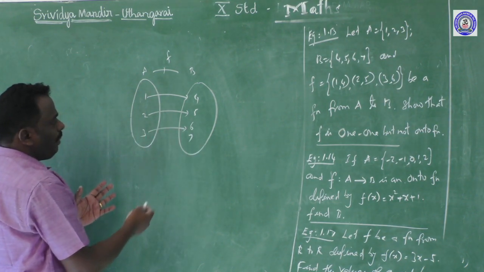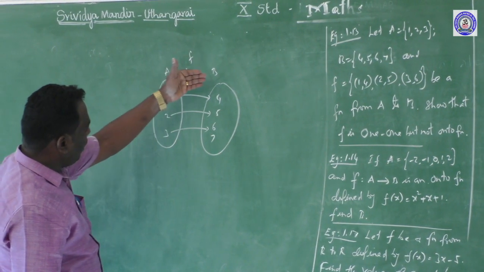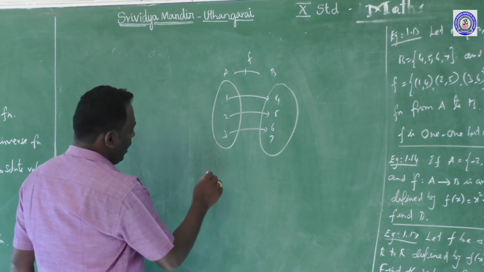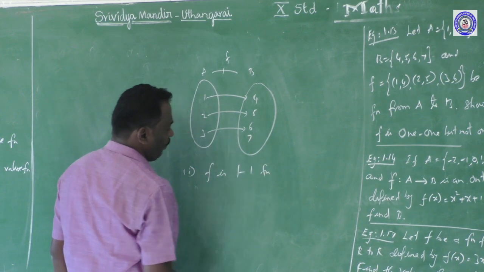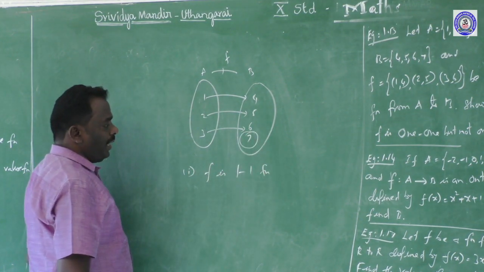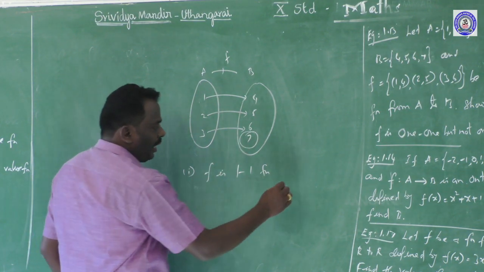So now, what type of function is this? Different elements of the domain map to different elements of the codomain. Therefore, it is a one-to-one function. Now, one of the elements remains in the codomain, so the range is not equal to the codomain.